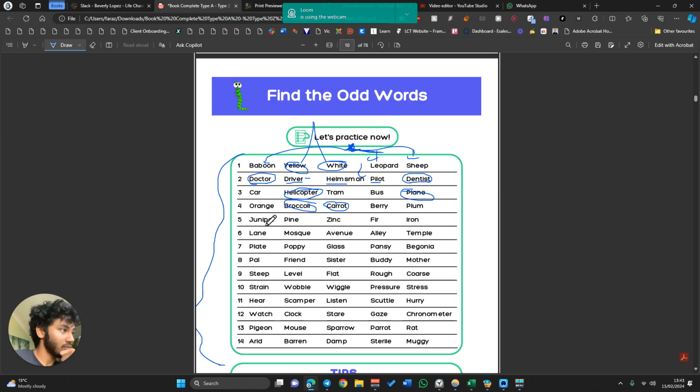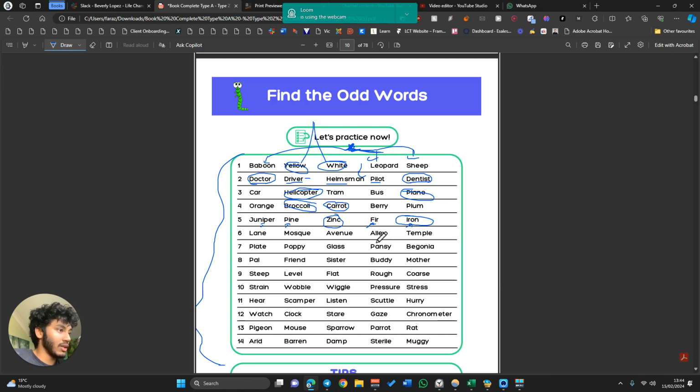So juniper, pine, zinc, fir, iron. Now, when you don't know some of these words, it can be a bit difficult, but I still think you can have a guess. And most of you will know that a pine is a tree, and a fir is also another tree. And you know what iron is, and you know it's not related to these 2. Zinc is also another metal. So these 2 are metals, whereas juniper, pine, and fir are all trees. So you're left with these 2.